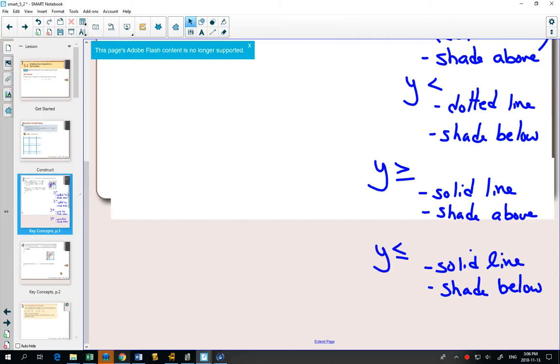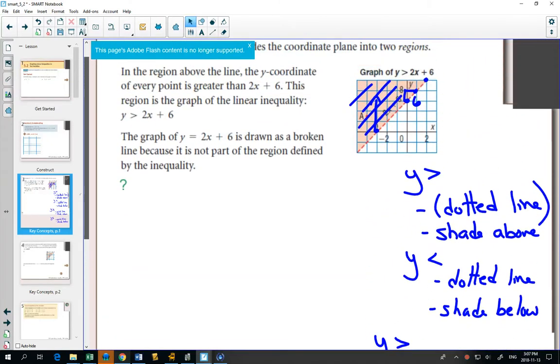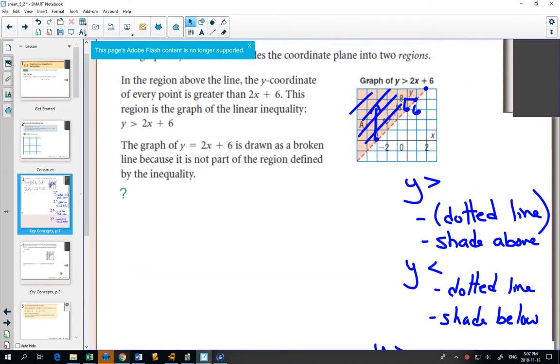So the first example we had was y is greater than 2x plus 6. So it's drawn with a dotted line because there's no equal sign in there. We drew 2x plus 6 as the dotted line and then shaded above.